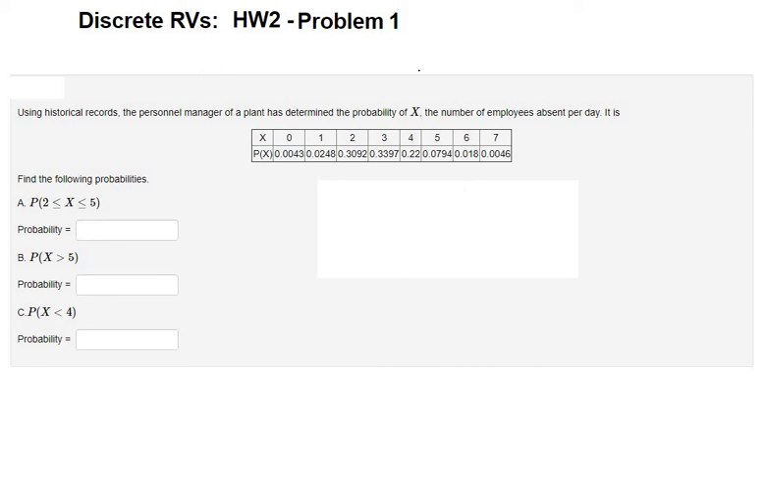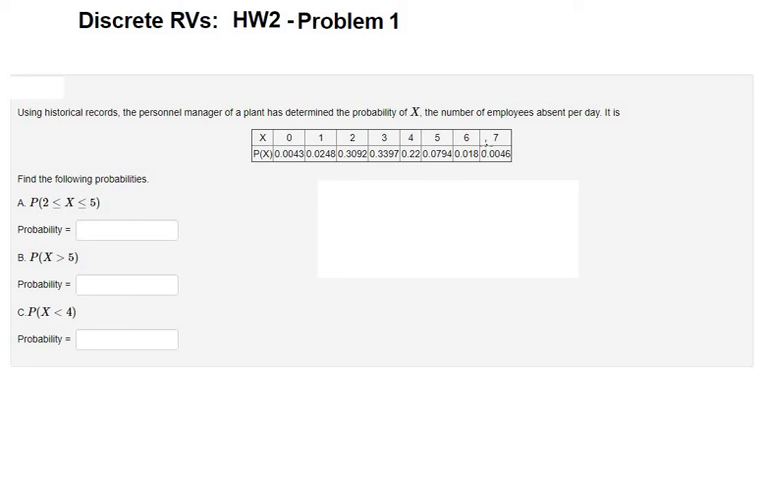Problem number 1. Using historical records, the personnel manager of a plant has determined the probability of X, the number of employees absent per day, is given in the chart below. According to this chart, we're going to calculate the probability that X is between 2 and 5 inclusive, X is greater than 5, and X is less than 4.